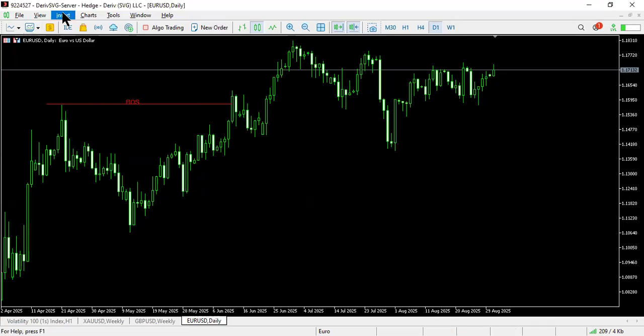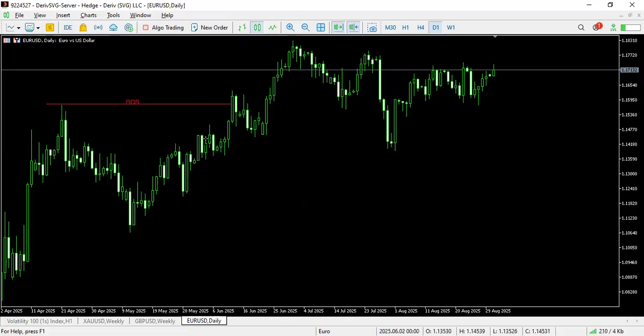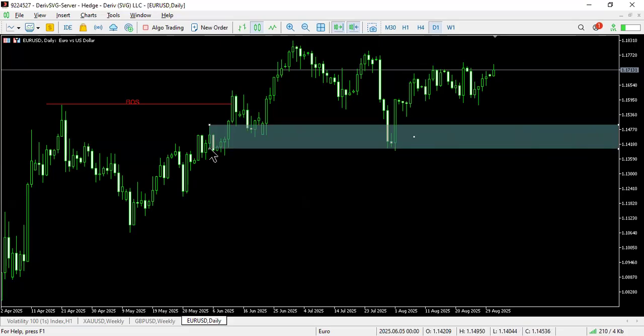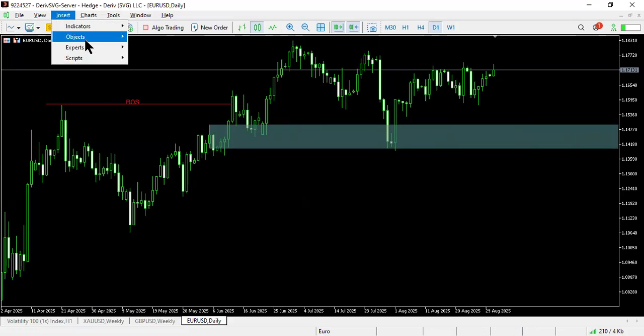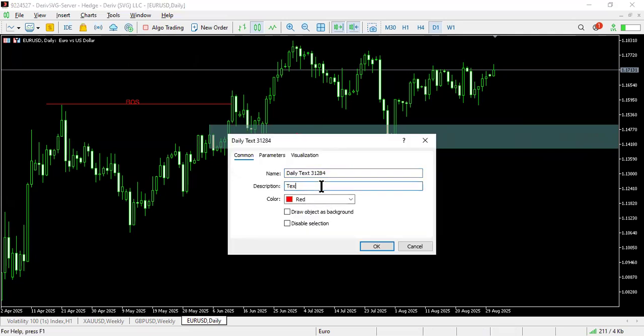And then our order block where price reacted is there. That is our order block where price reacted. This is our order block.